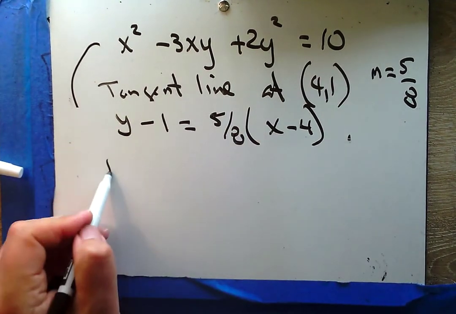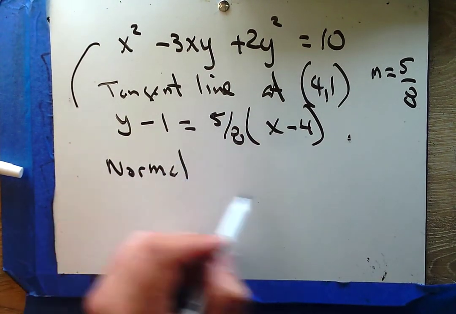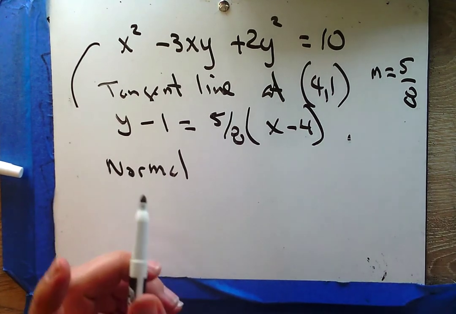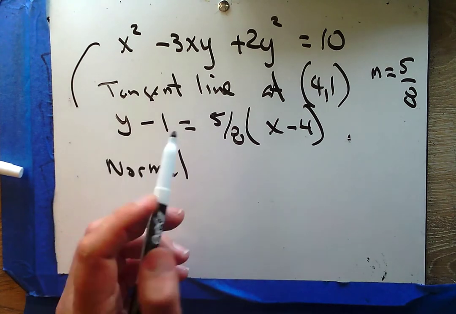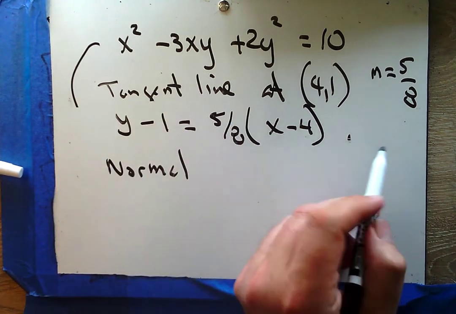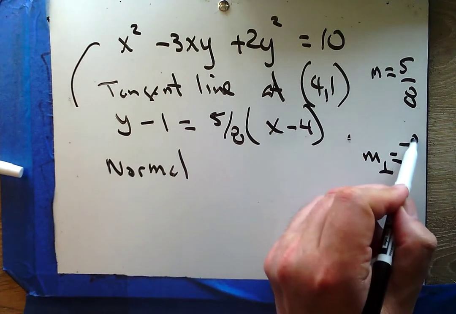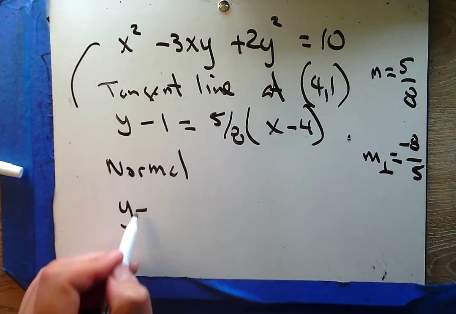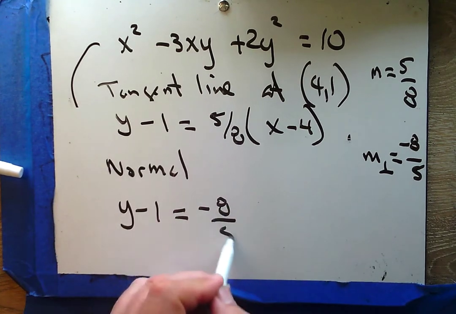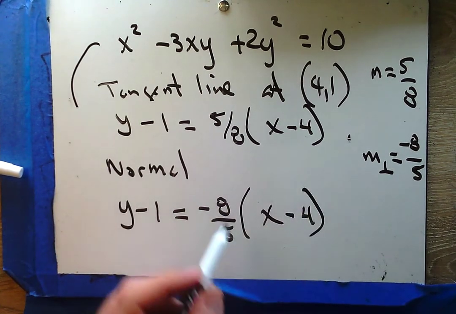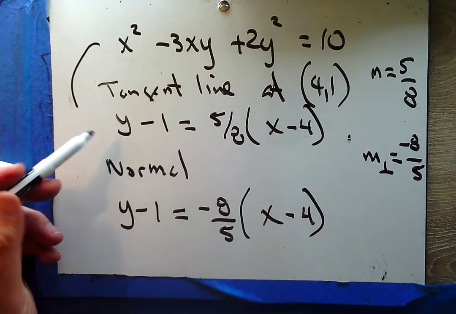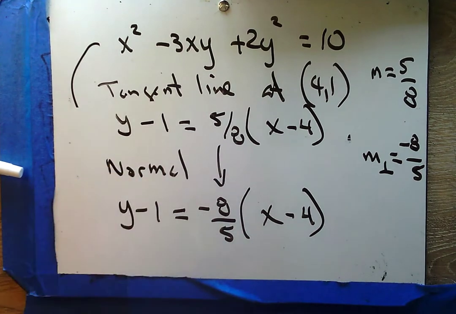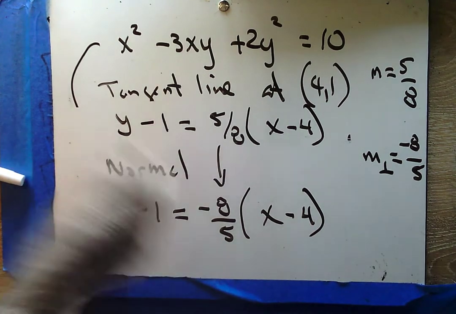But remember, I had originally asked for the normal line. And remember, the normal is perpendicular to the tangent line at the point of tangency. So I need the opposite reciprocal slope here. My perpendicular slope is negative 8/5. So everything else stays the same, just the slope changes. Writing the normal line is no problem if I found the tangent line already. I just have to change the slope. So that's pretty much day 1 of implicit.